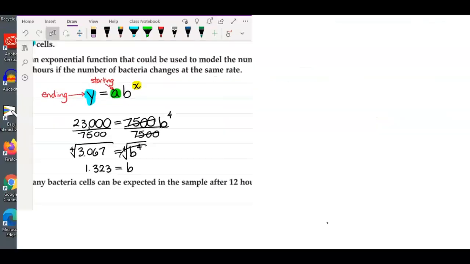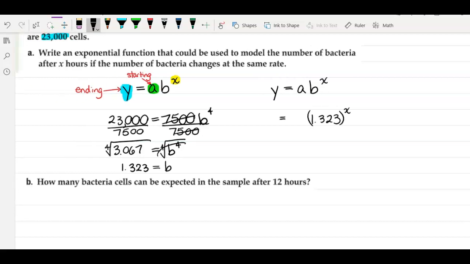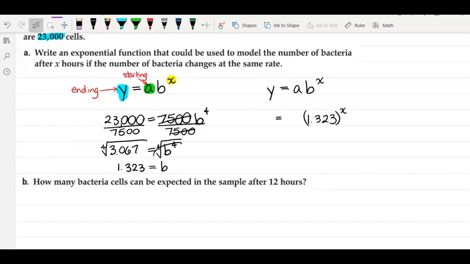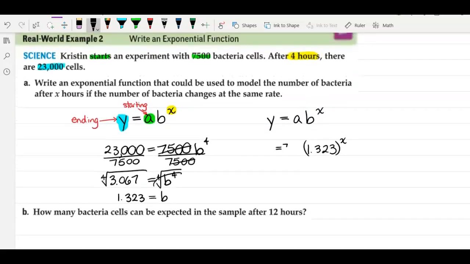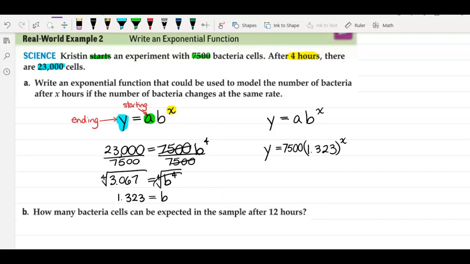Now that I finally have my B value, I can go back to my original problem. I know what B is. B is 1.323. I also know what I'm starting with. I'm starting with 7,500. So this is my exponential function that models this example.